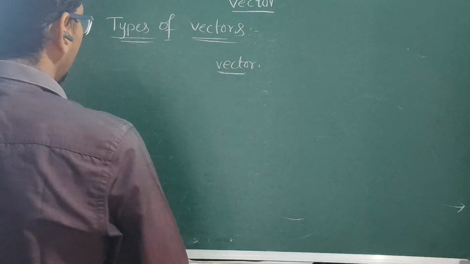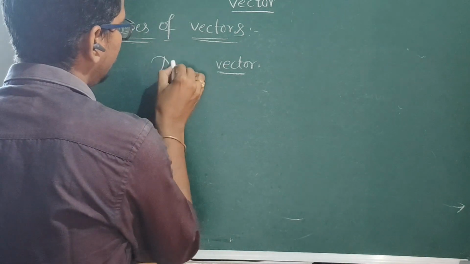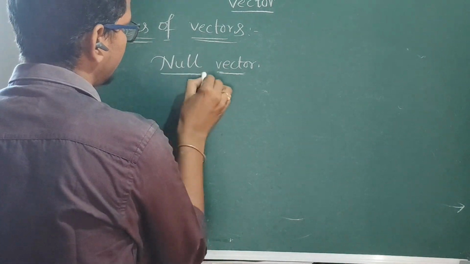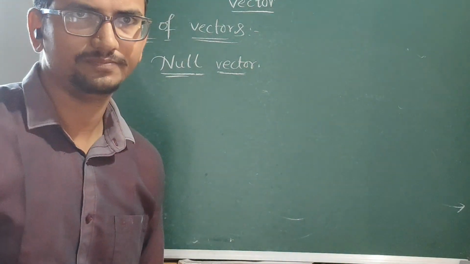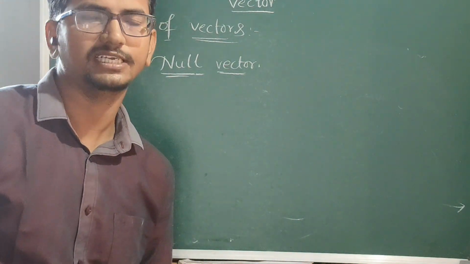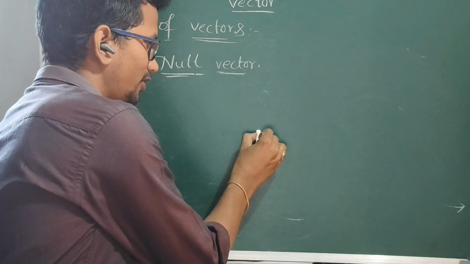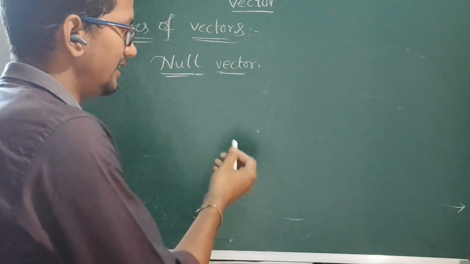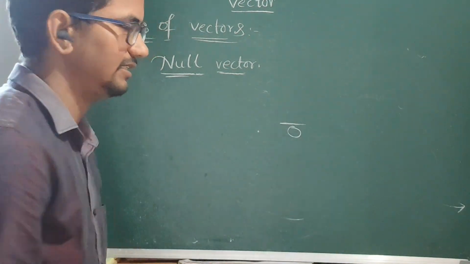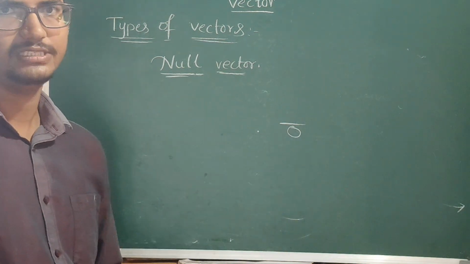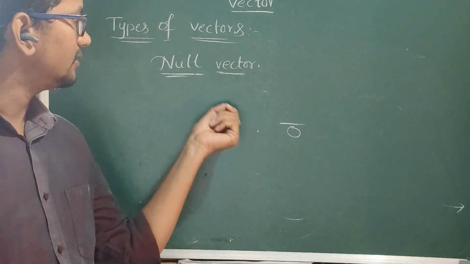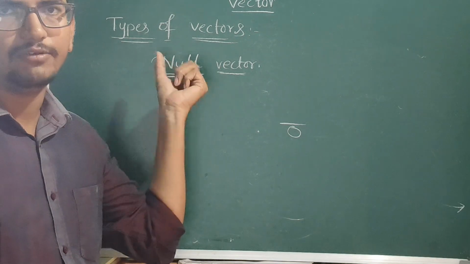Next one is the null vector. What is the null vector? Null means zero. Zero means there is no displacement. Is there any vector? Nothing is there. There is no magnitude in the quantity. That body is said to have a null vector.